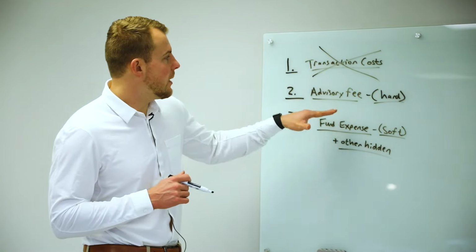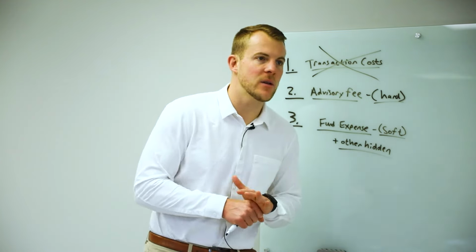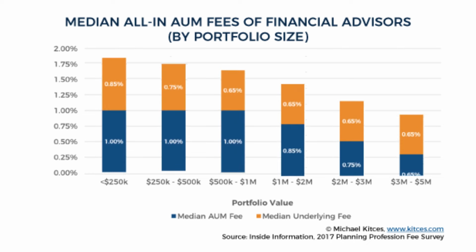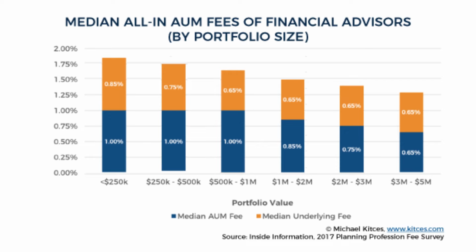So the advisory fee, we actually have industry data here. Just to use an example, the blue that we see on the screen represents the average advisory fee based on account size. We're going to pick on a $1 to $2 million account. The average advisory fee is 0.85%. The orange represents the hidden cost, or the internal cost of the funds themselves. If you have a portfolio made up of ETFs and mutual funds, the average fee, regardless of account size, is 0.65%.